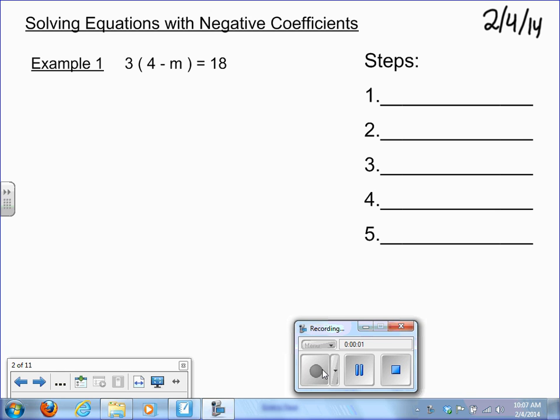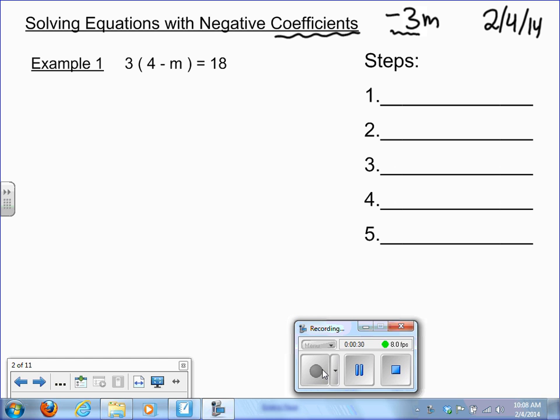When we're solving equations with negative coefficients, first of all, what is a coefficient? Who can tell me what a coefficient is? Hannah? The number in front of an algebraic variable. Good. So if we had negative 3m, the coefficient is the number in front of the variable, being multiplied to the variable. Okay, so now we haven't seen these as negative.